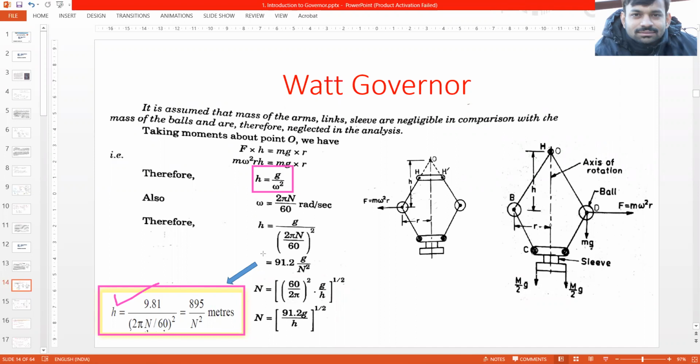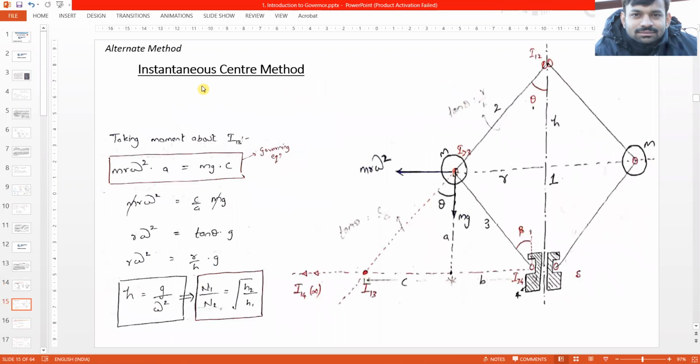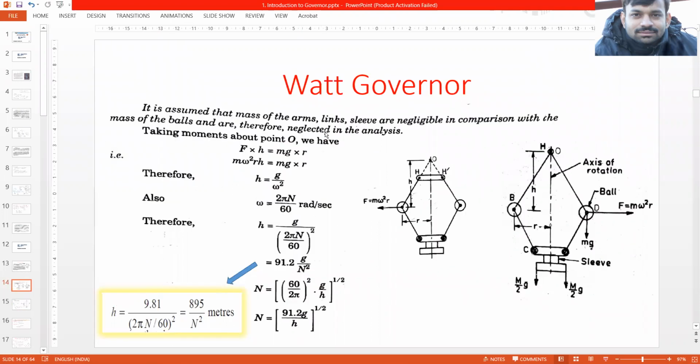So to determine the height of the governor, we'll use these equations in case of Watt governor. I hope this is clear. Moving forward, there is another method.